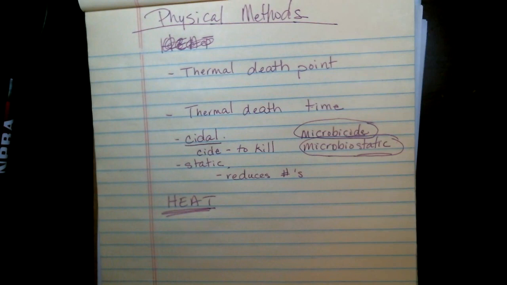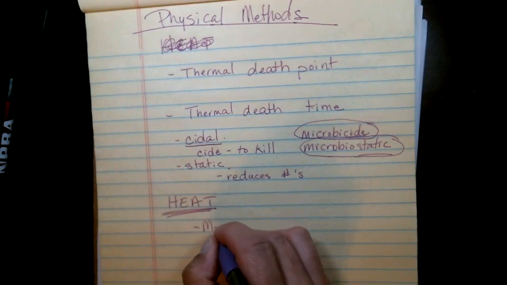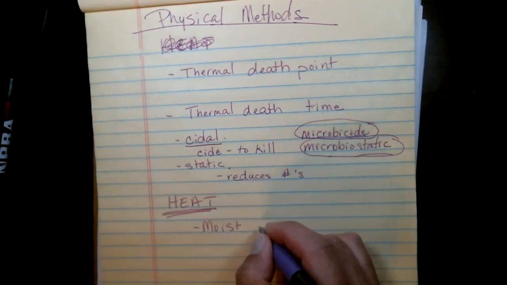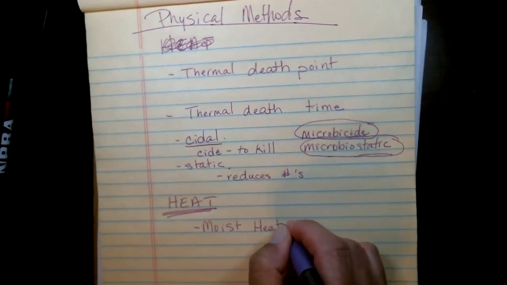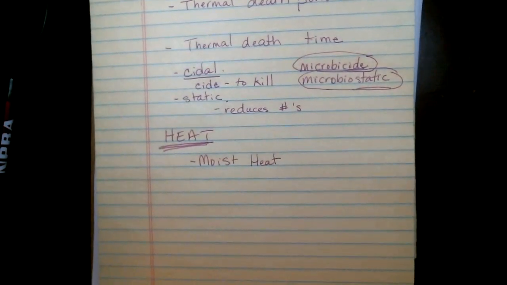However, there's various types of heat. We're going to start off with the first type. The first type is moist heat. We use moist heat a lot when we are looking at an effective way of reducing numbers of pathogens and things of that nature. There's a good number of reasons why we would use moist heat rather than dry heat.